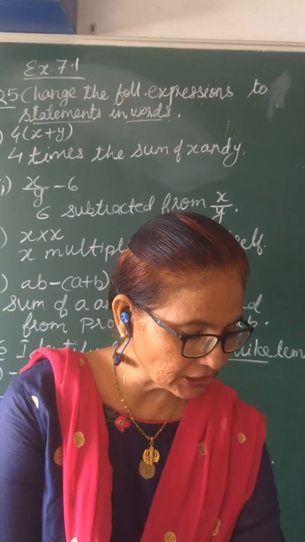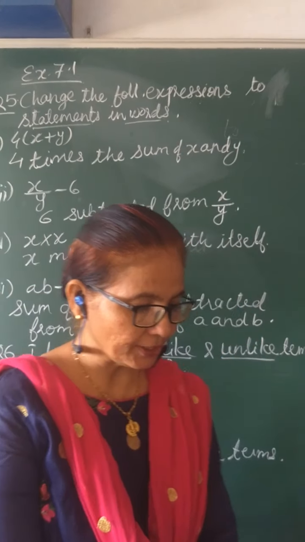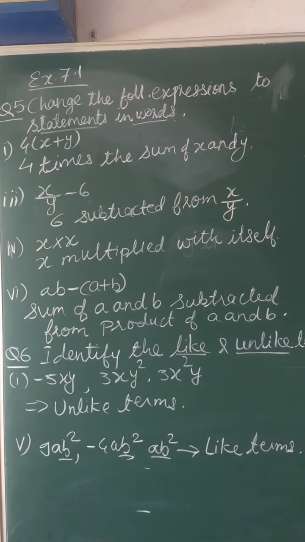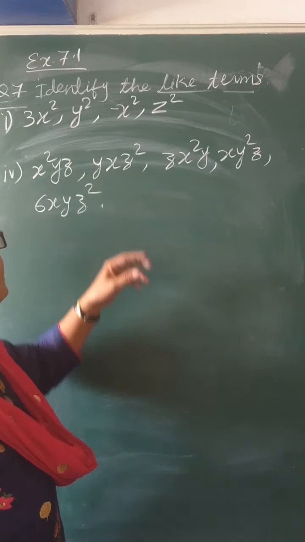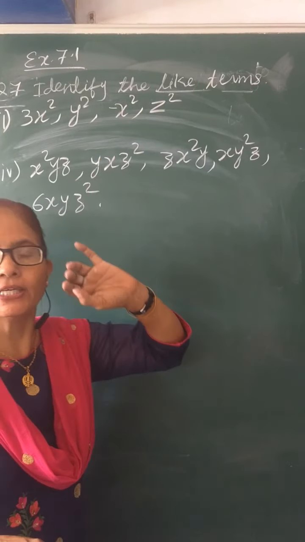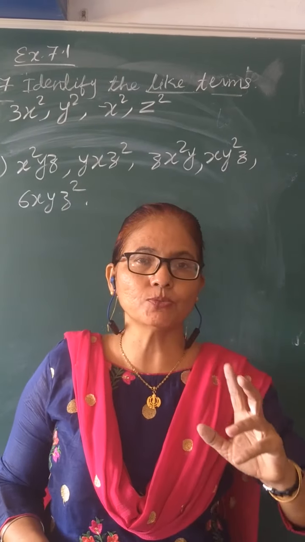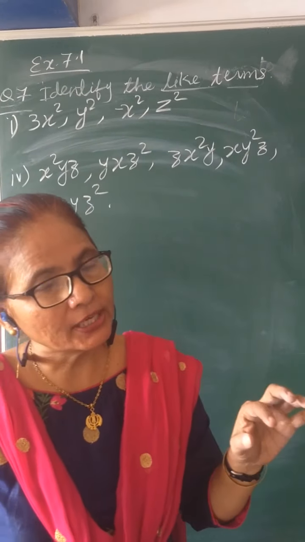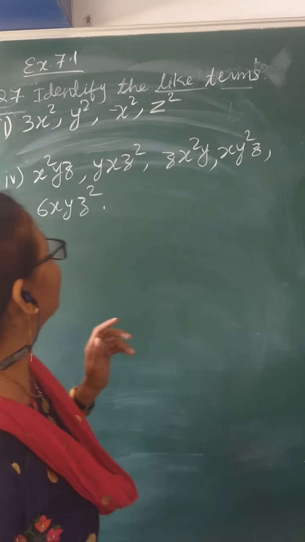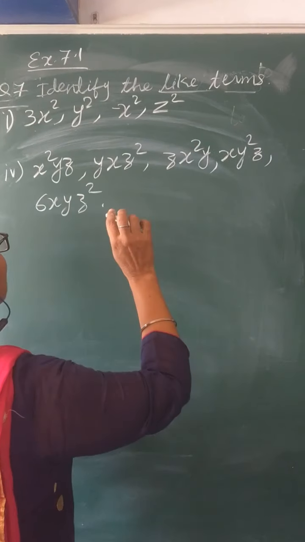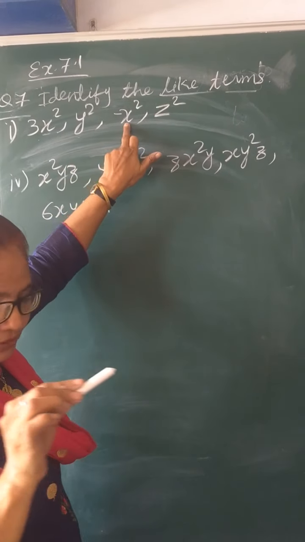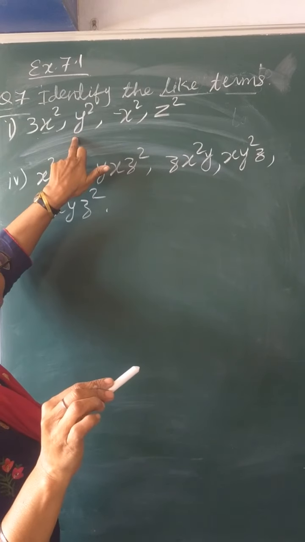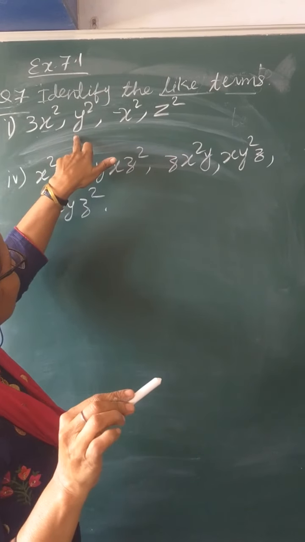Now let's see question number 7. Identify the like terms. Means here you have to identify which are the like terms. Again, like terms means where the variable and its power are the same. Let's see here. We have 1, 2, 3, 4 terms. Now here x square is there. So let's see where is x square. Yes, here. Okay. And here is y square, but there is no term where the variable is y square.